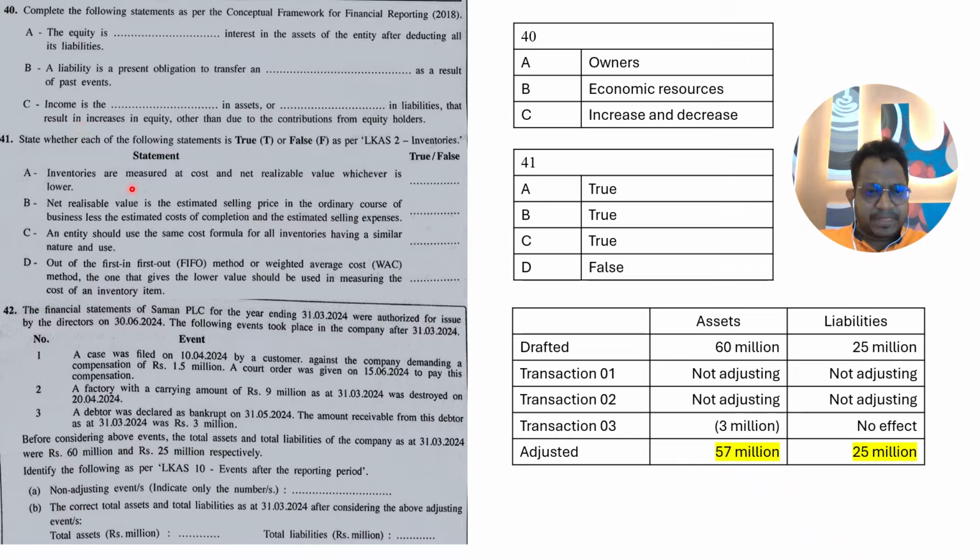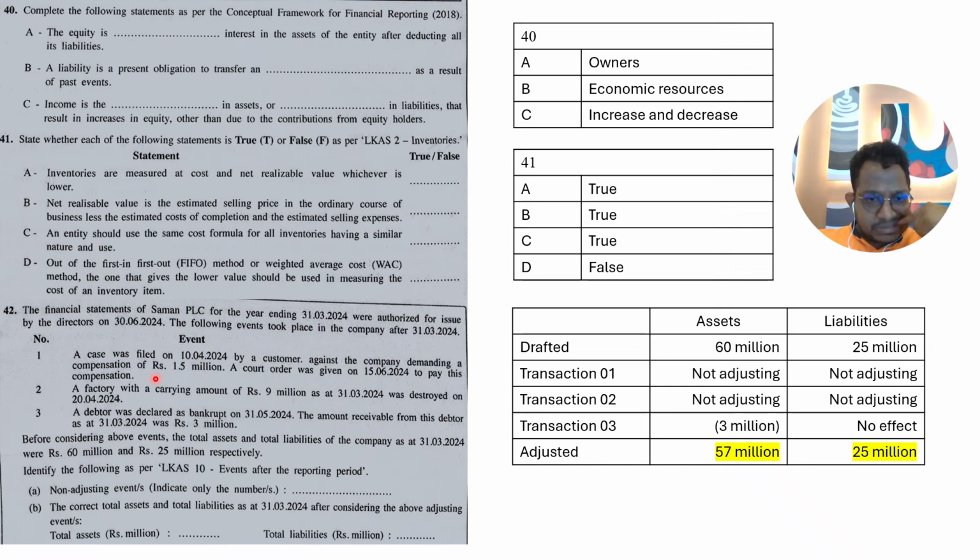Very easy, right? Inventories are measured at cost and NRV, whichever is lower. That's correct. NRV is the estimated selling price in the ordinary course of business, less the estimated costs, correct? And entities should use the same cost formula for all inventories, correct? Out of first in, first out and WAC method, the one that gives the lowest profit, that's incorrect.